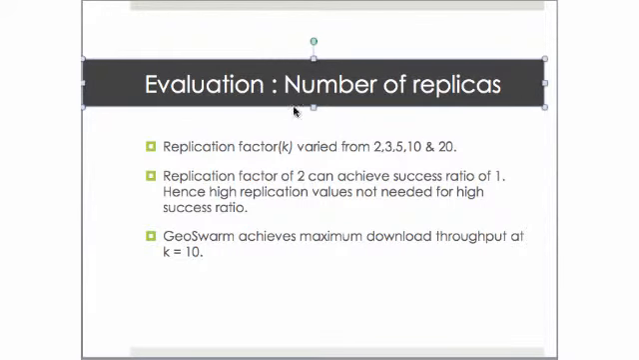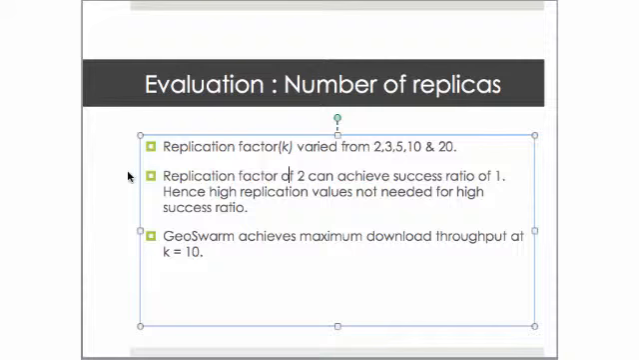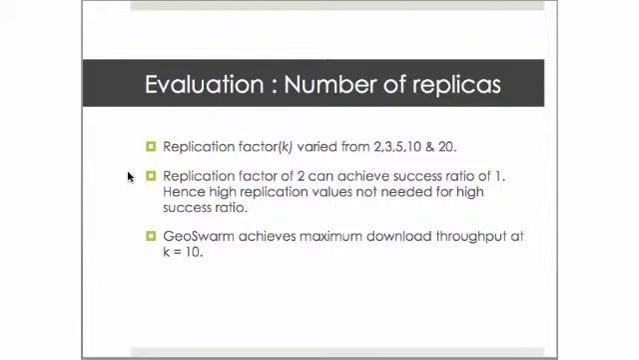The second criterion the authors varied was the number of replicas. So the replication factor K, also known as the configuration factor, varied from 2, 3, 5, 10, and 20. A replication factor of 2 is sufficient to achieve a download success ratio of 1. Hence, high replication values are not needed for a higher success ratio. But to increase the maximum download throughput, a factor of K equal to 10 is necessary.